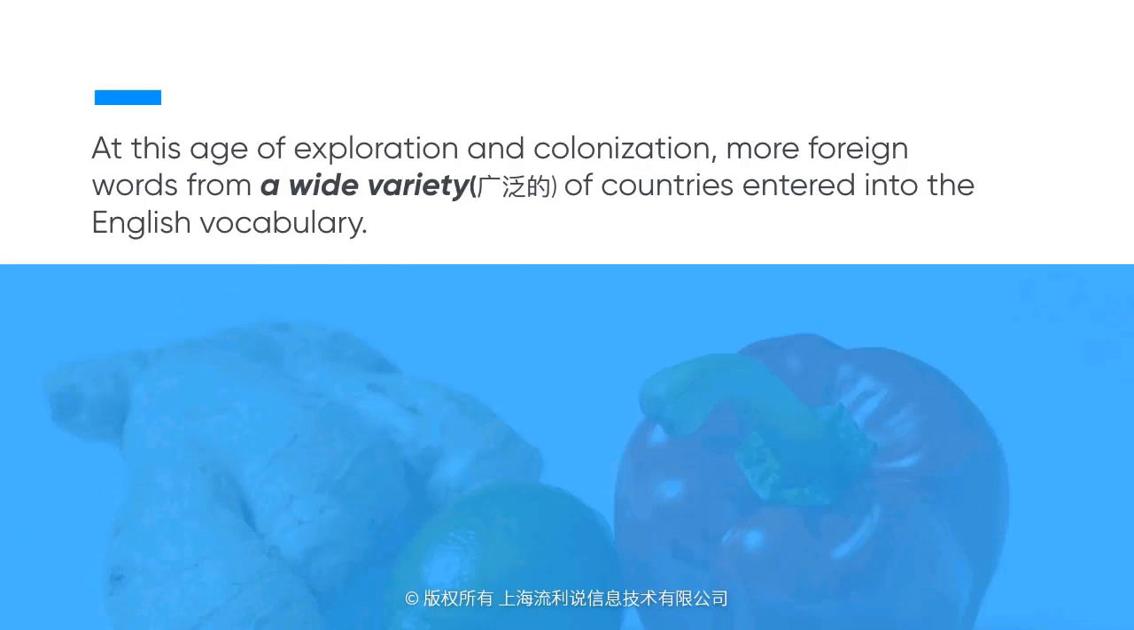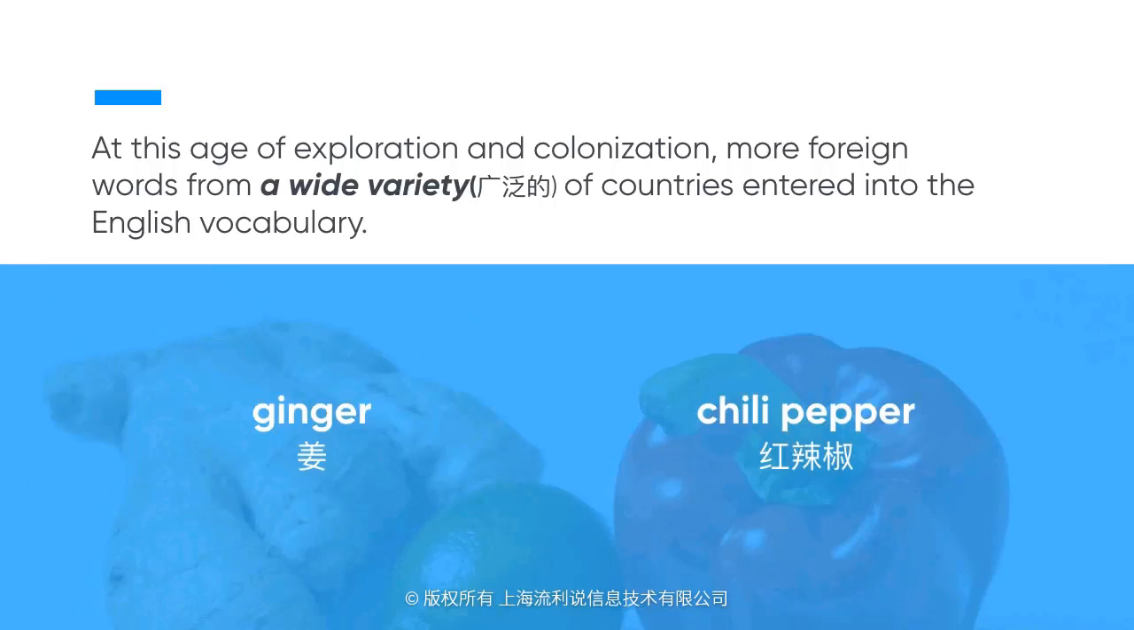At this age of exploration and colonization, more foreign words from a wide variety of countries entered into the English vocabulary. Some examples include the different names for spices, such as ginger and chili pepper.